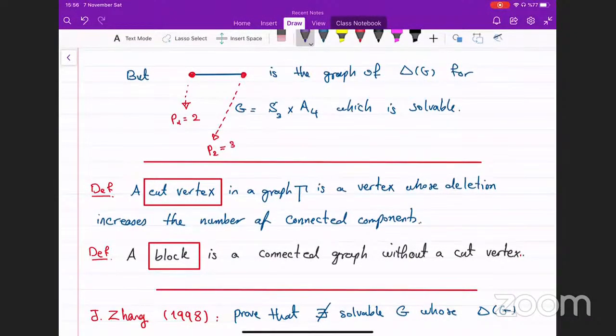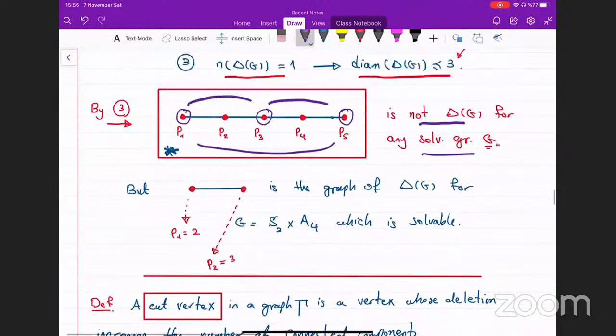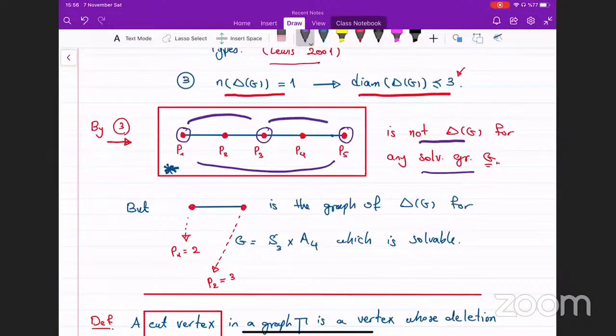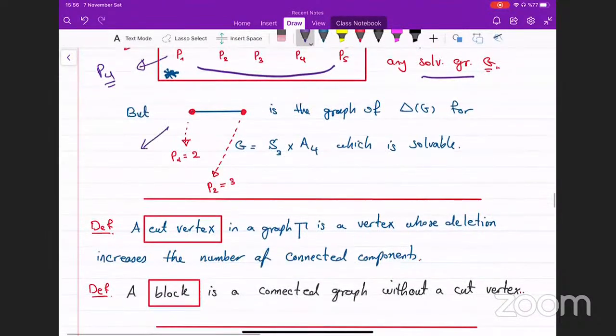But for example, this was a path of length 4. Yes, this was P4, a path of length 4. But this is a path of length 1. P1 I denoted by this, path of length 1. This was a graph of a solvable group because the direct product of S3 and A4 is a solvable group. And as we discussed, delta G is exactly this graph, P1.